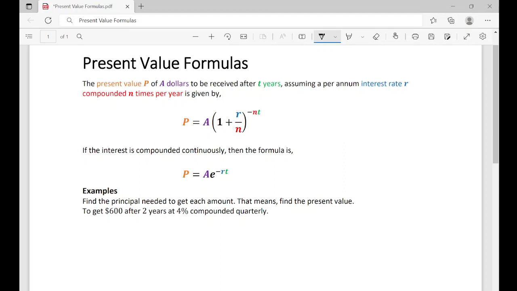continuously formula. The only difference is that A and P have switched spots, and our exponents are raised to a negative power instead of a positive. So that's the only real difference between the original two formulas.